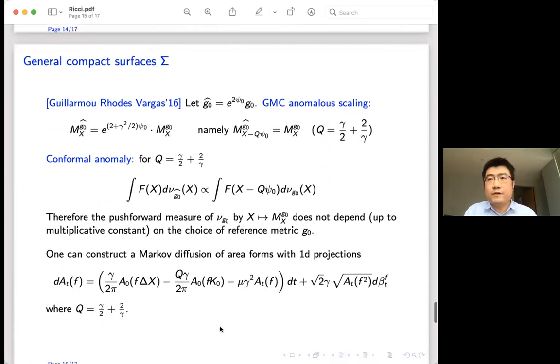This is the torus case. We can also generalize it to an arbitrary surface, where the one-dimensional projection has this Laplacian term and this Brownian term, but then we have the curvature term. Because the reference metric is not a flat metric anymore, this term comes with this coefficient Q, and the Q should be taken as the quantum value, like gamma over 2 plus 2 over gamma.